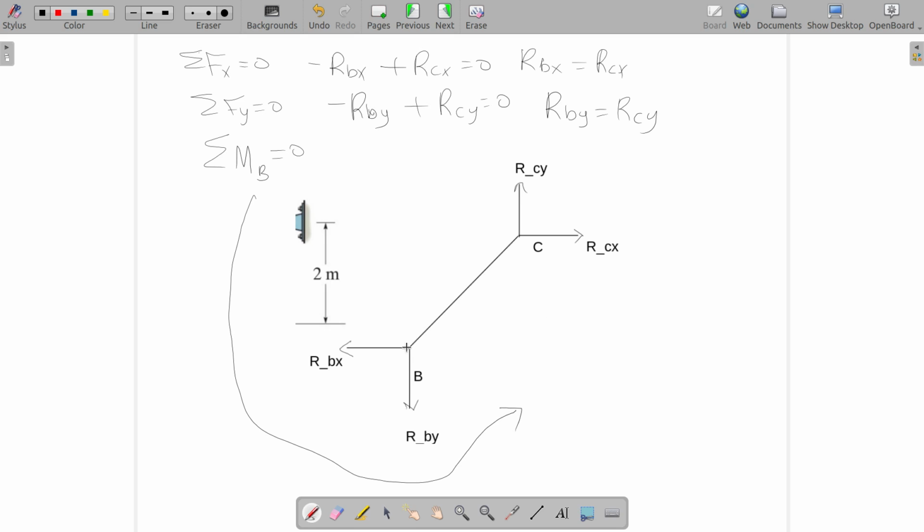So the net moment about B: RBX and RBY are passing through B, so the lines of action of those forces pass through B, so those forces will get multiplied by 0 and those terms will disappear. So we don't need to consider RBX and RBY, but RCX, this is the line of action of RCX and this is the line of action of RCY.